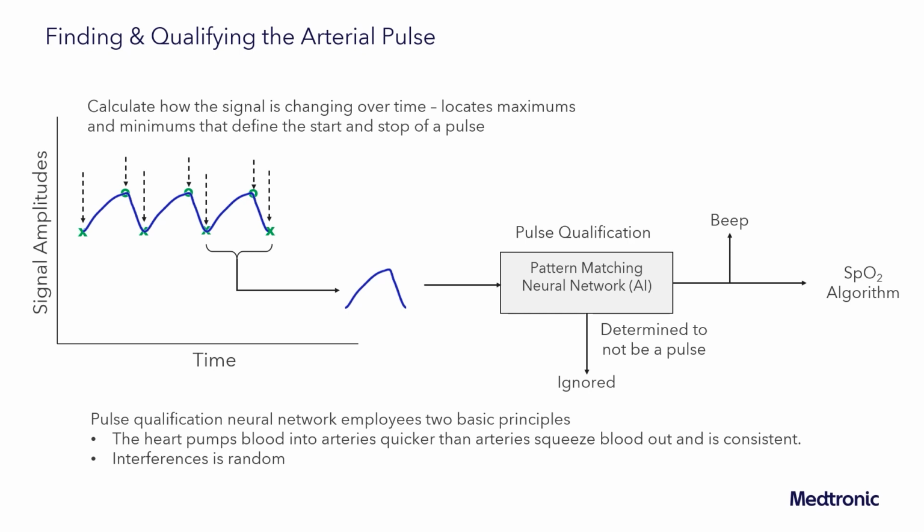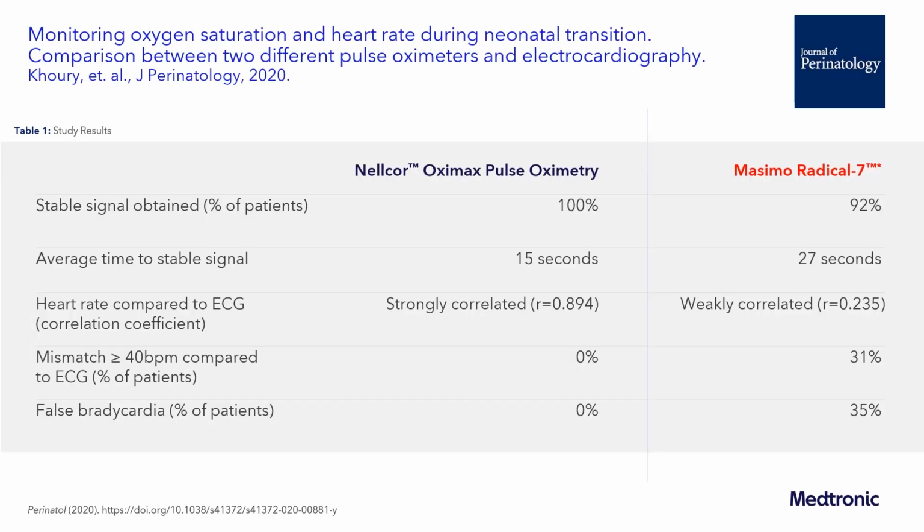Nellcor, by putting an emphasis on the pulse on that patient, also then is able to achieve excellent pulse rate performance. And we can see this play out in the literature. Here is a study by Corey in 2020 looking at heart rate during neonatal transition. So looking at these neonates, signals from these neonates, and understanding pulse rate performance from 2 pulse oximeters. And so here we can see Nellcor is able to achieve a stable signal in all the patients, that time to stable signal is quick at 15 seconds with a strong correlation to ECG.